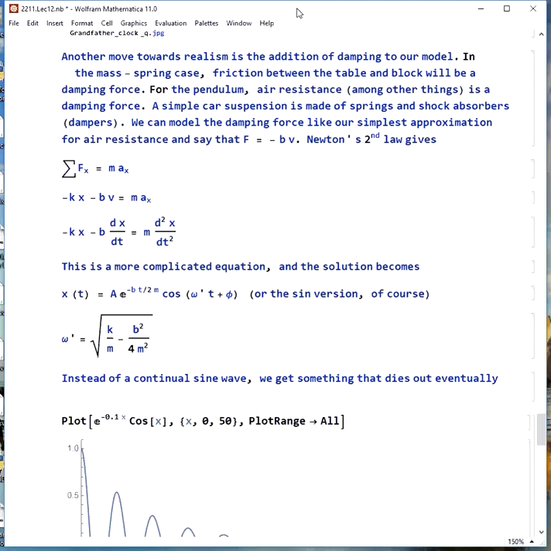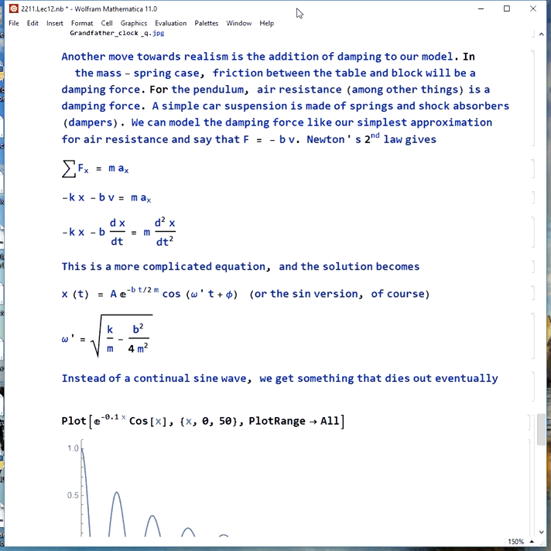We can move closer to a realistic model of simple harmonic motion by adding damping. If we're talking about a mass and a spring, friction between the table and the block would be a damping force. For a pendulum, we could use air resistance. For a car suspension, which is springs and shock absorbers, the shock absorbers provide the damping force.